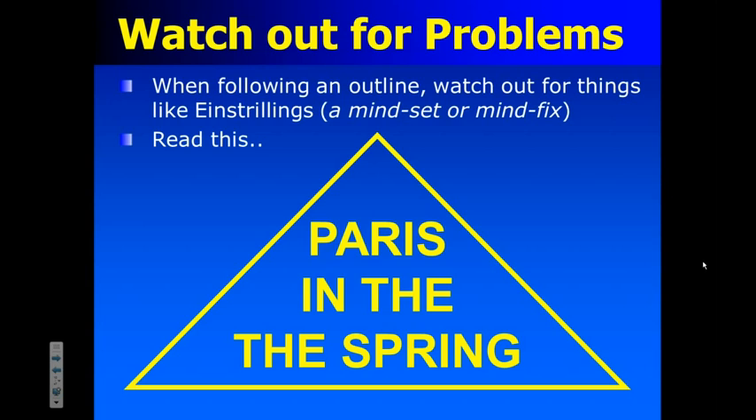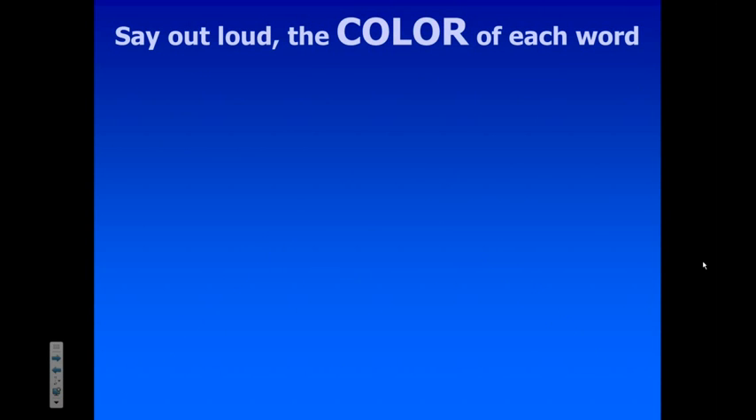Let's try another one. I'm going to put up some columns of words. To start here, I want you to read out loud going down. When you get to the bottom of this one, go up to the top of this one. There's 4 columns. But what I want you to read out loud is the color of the word. I want you to go quickly. Ready? Go.